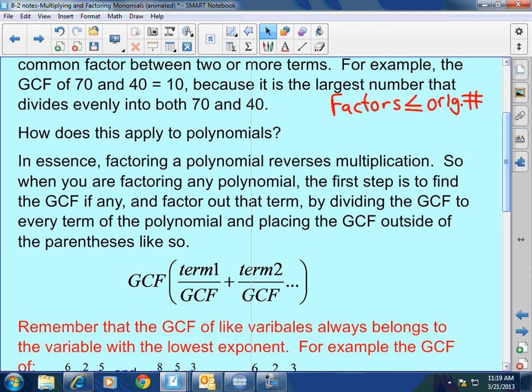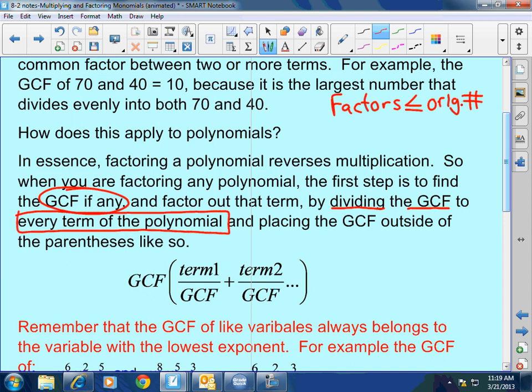So when you're factoring any polynomial, the first step is to find the GCF, if any. Then I'm going to factor out that term. And I factor out that term by dividing the GCF into every term inside of the polynomial and placing the GCF outside of the parentheses, like so. You're always going to put the GCF out here, and then you're going to multiply it by the first term divided by GCF, the second term divided by GCF, etc. What's left inside of here, that's what I call the leftovers.